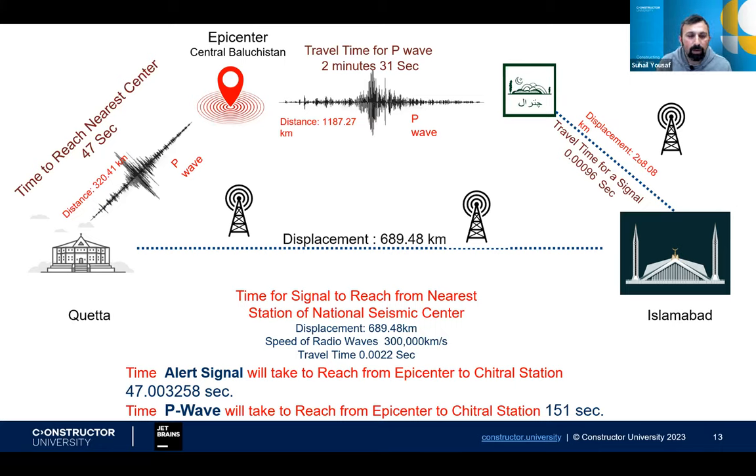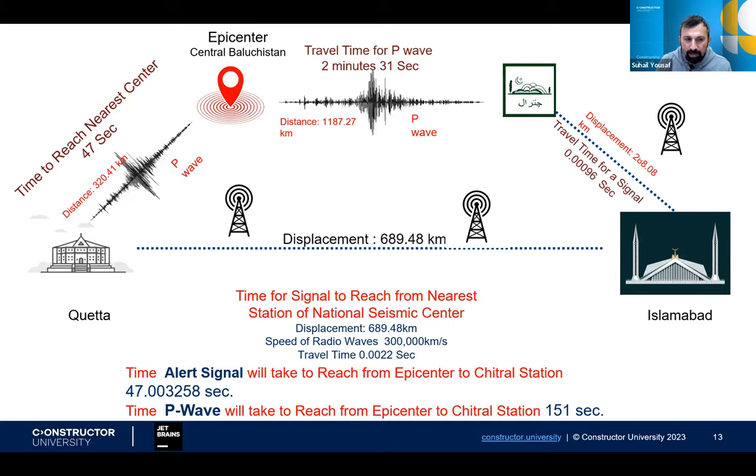So the P wave arrived in 47 seconds, which was detected at the first station. Then on the right side at the top, the same event, the same P wave, was detected in Chitral after 2 minutes and 31 seconds, which is at a distance of 1,187 kilometers.